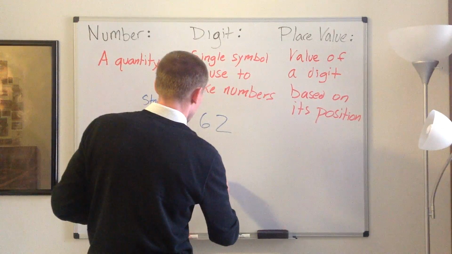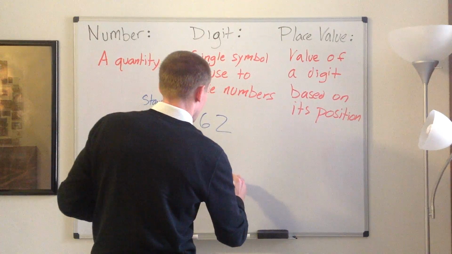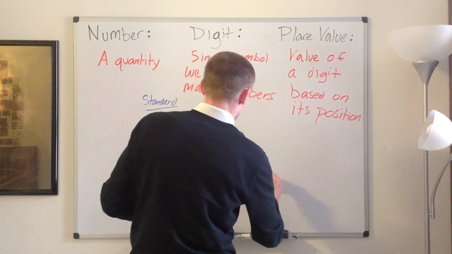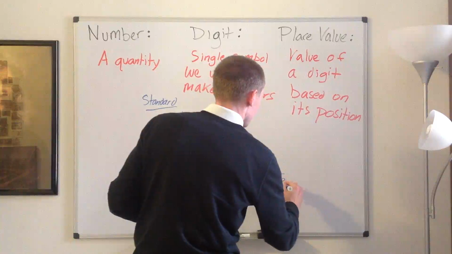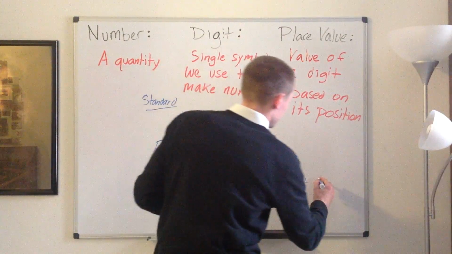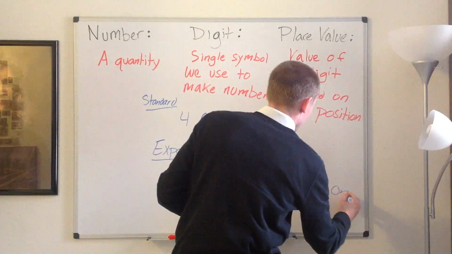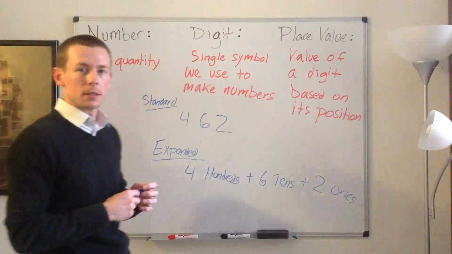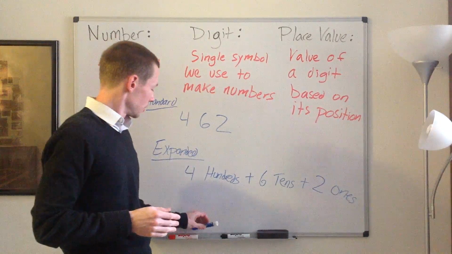So in this case it would be 4 hundreds plus 6 tens plus 2 ones. And that is expanded notation. And that concludes this short lesson.